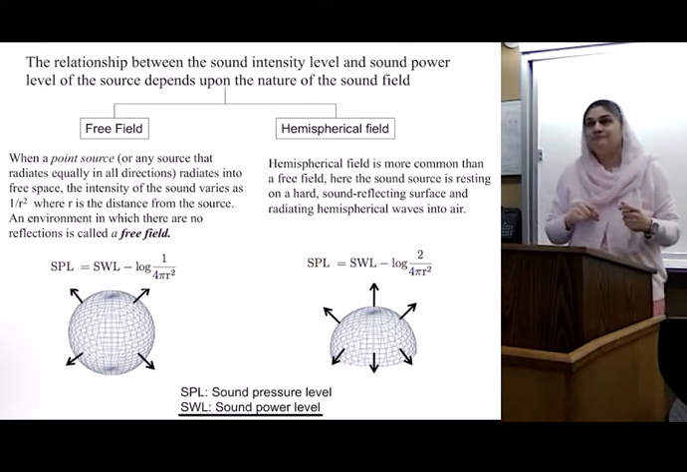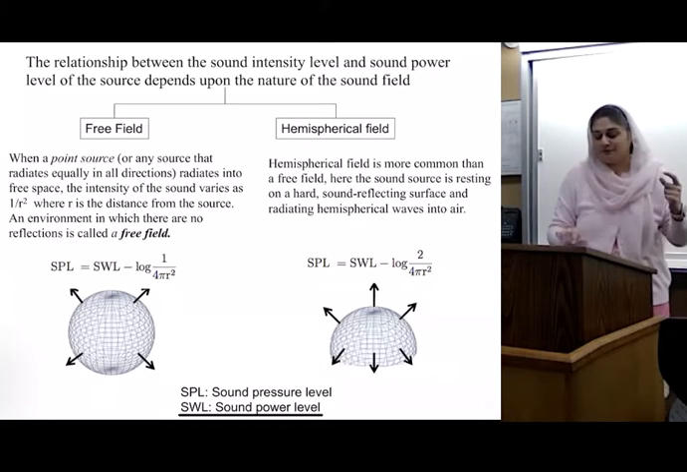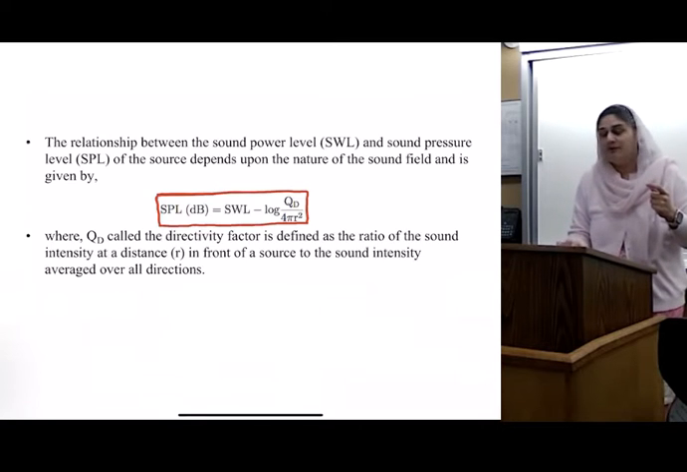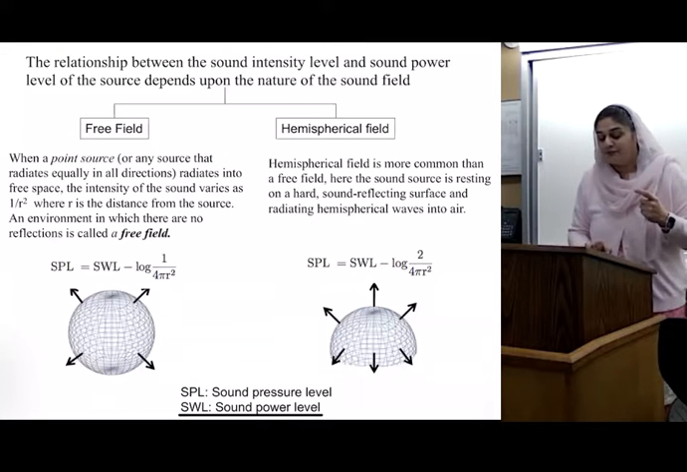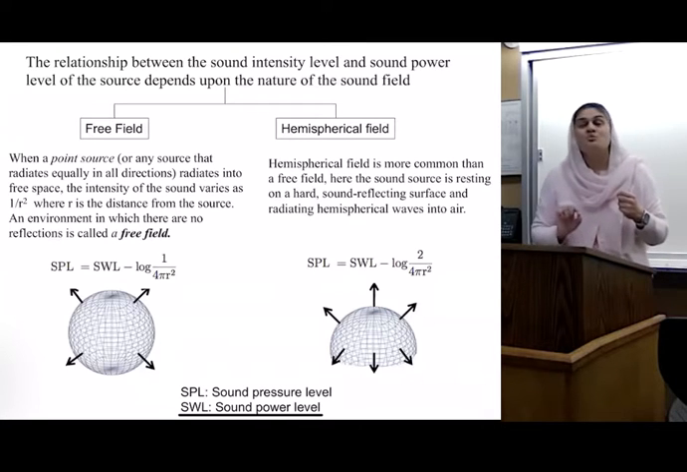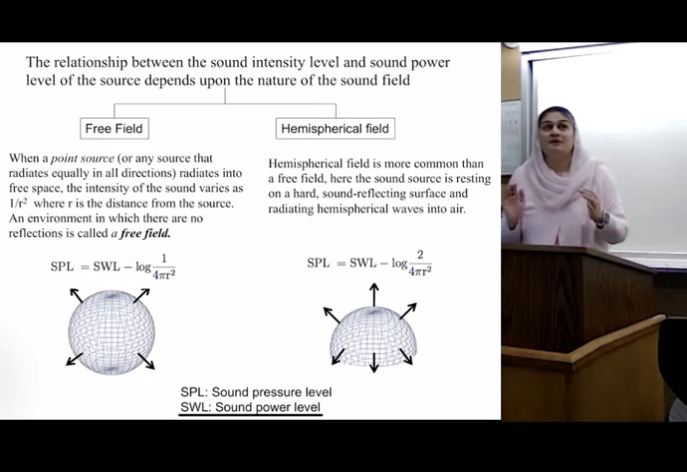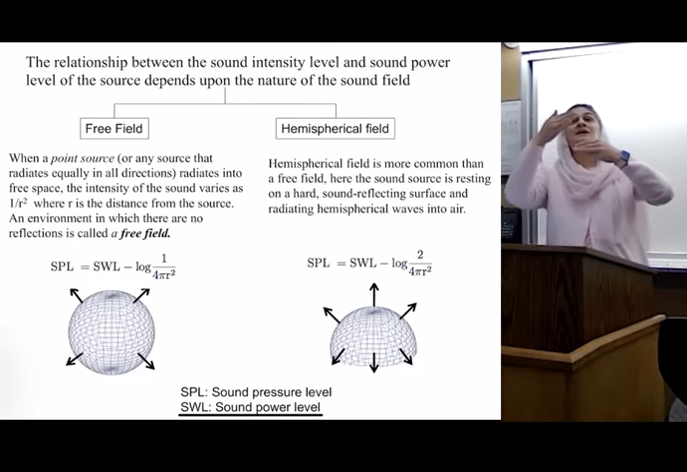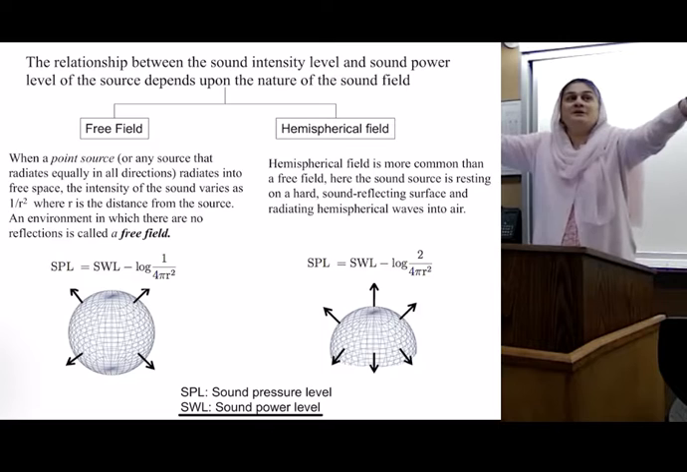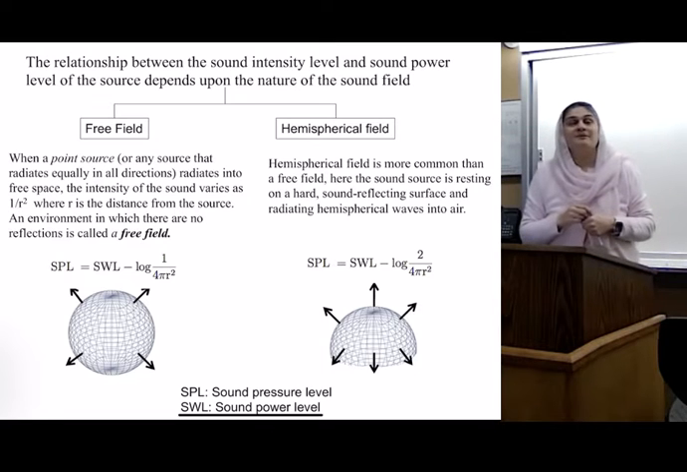Do you remember that formula from before? Here, it was SPL equals SWL minus log of QD over 4 pi r squared. For a free field, it is just 1 over 4 pi r squared. Got it? And for a hemispherical field, in which the source only emits in the forward direction, that QD becomes 2.